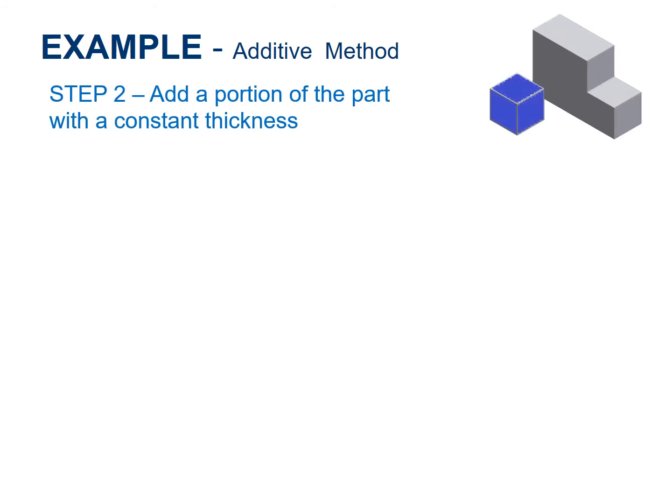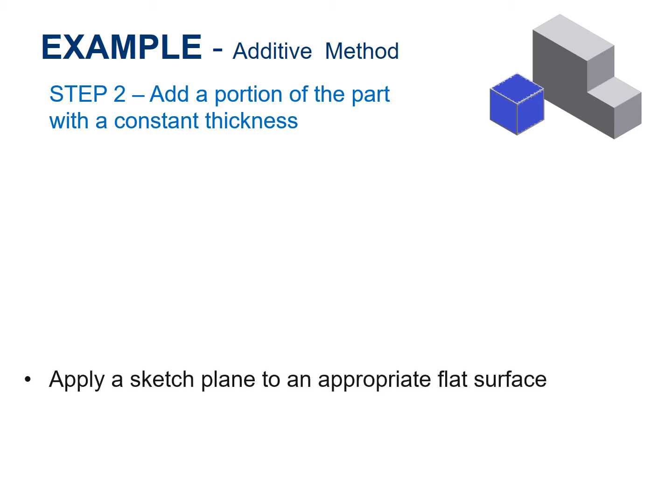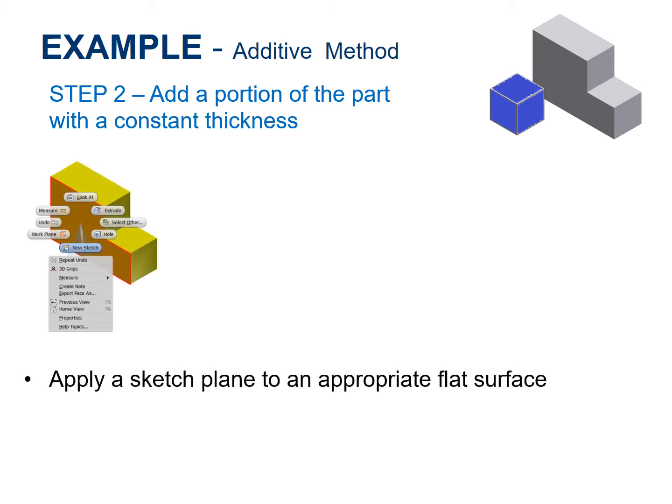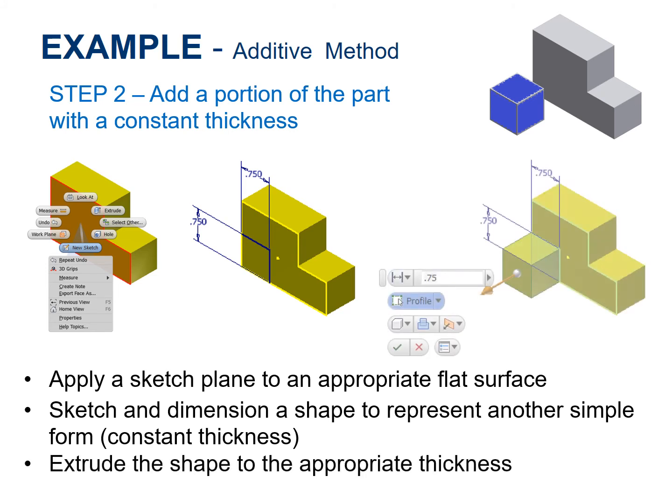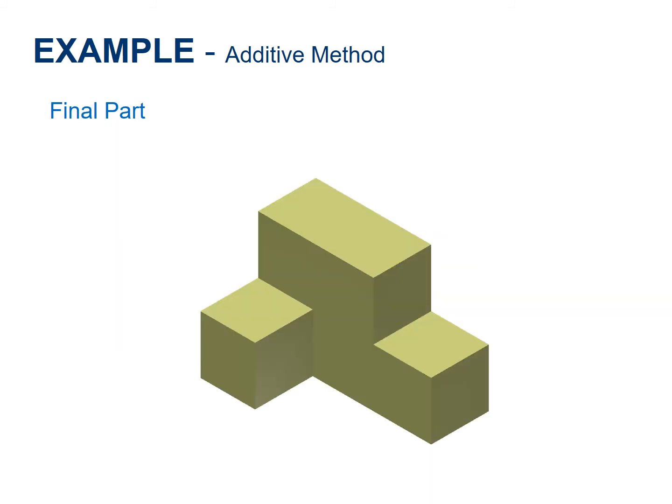Then we would add the portion of the part to the front of this main object that we've just created. We would apply a sketch plane to the front face of this, and we would sketch and dimension the shape that we want to add to it, and then we would extrude that shape outward to create the shape that we want to make. So it's a combination of that main part and that little cube put together to make the shape that we're looking for. And then that's what the final part would look like.